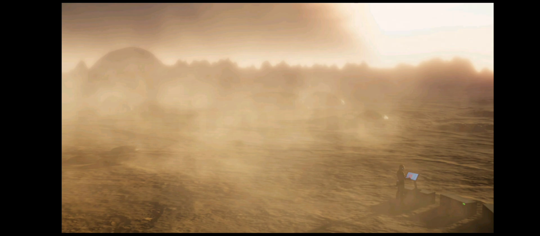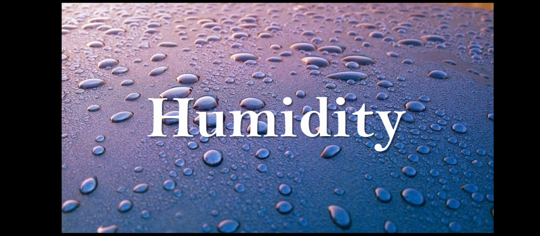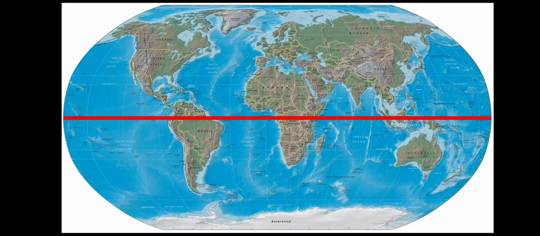Next is humidity. Humidity is responsible for the formation of clouds, rain and snow. Humidity is the amount of water vapor in the air. The air over the equator is laden with water vapor as the heat of the sun causes rapid evaporation of the ocean waters. This causes heavy rain in the area. So, the climate near the equator is hot and wet.